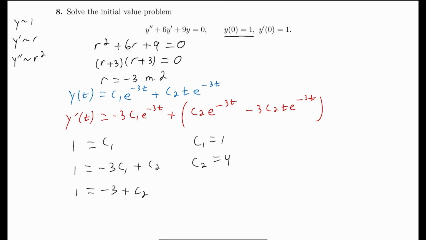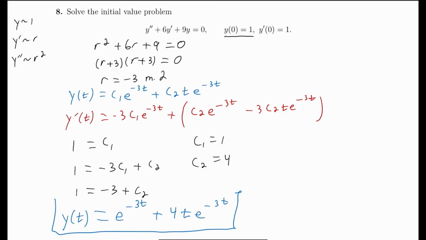And then to get our particular solution, we just have to take these c values and plug them into our general equation. So our particular solution is going to be y of t is equal to, c1 is 1, so e to the -3t. Again, I took that and plugged it in there. And then plus c2 is 4, so 4t e to the -3t. And that is our final answer for this free response question.